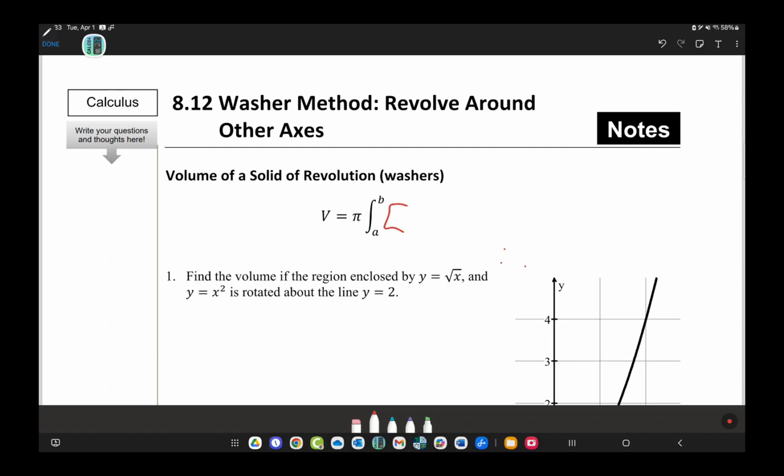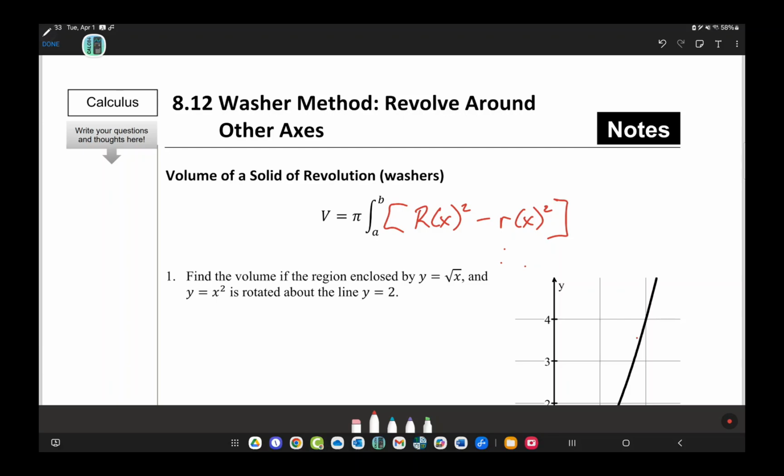So, pi times the integral from a to b of capital R of x, being our outer radius, squared minus lowercase r of x, being our inner radius, squared. The challenge here is the same as with the disk method: when we're not rotating around the axis, our radius is going to change.